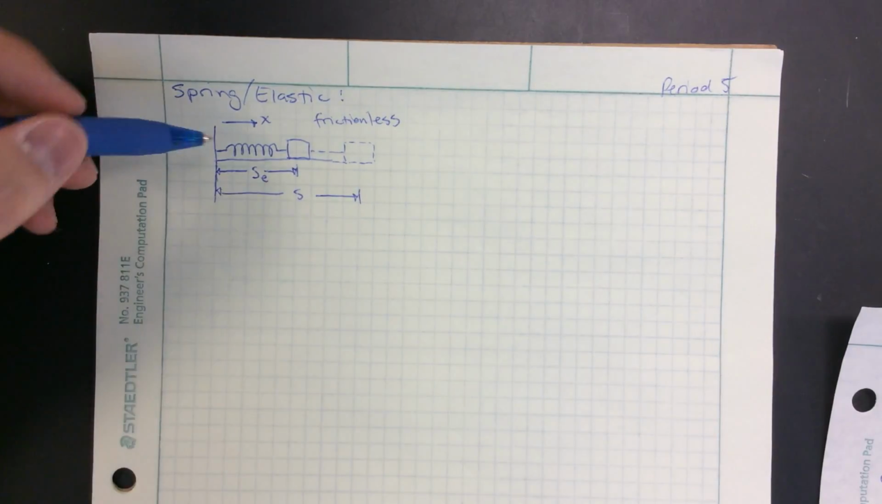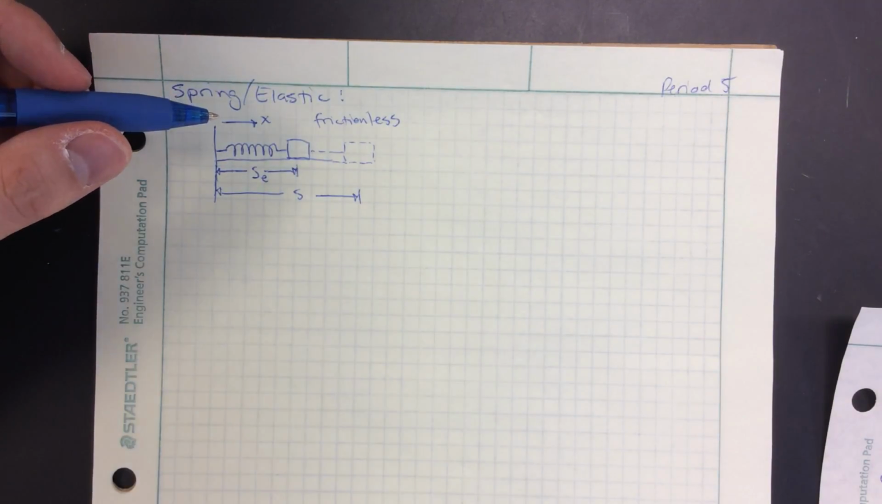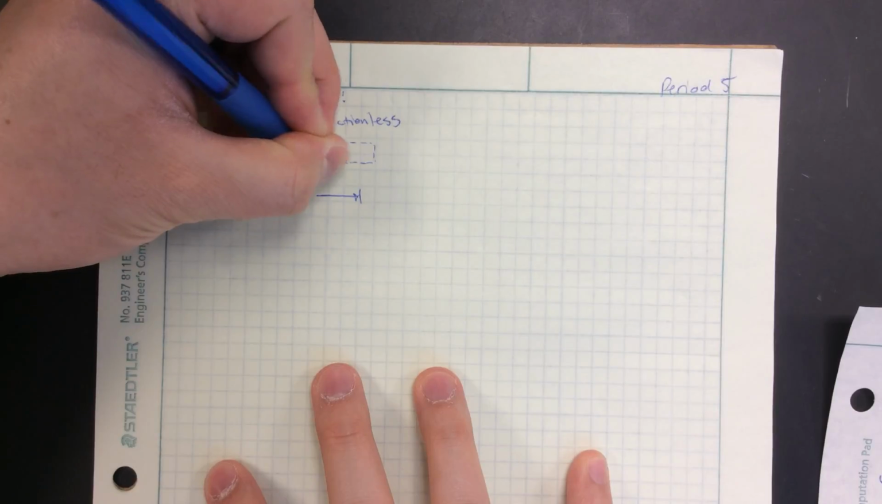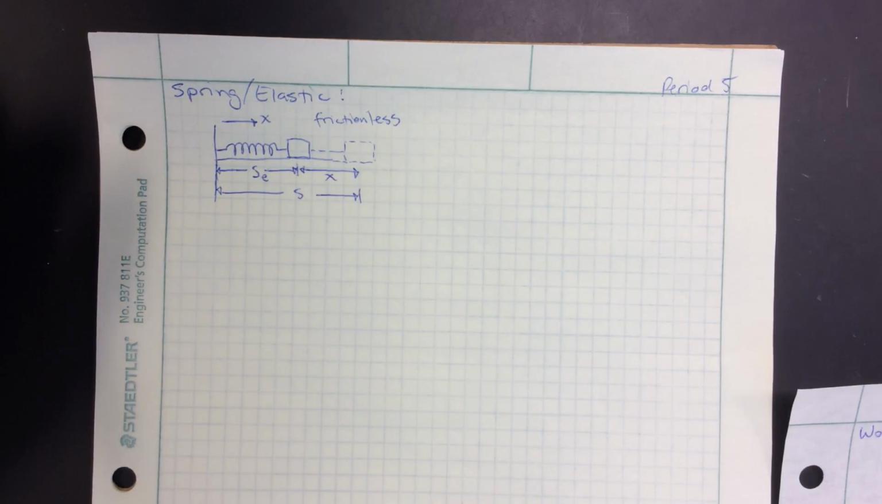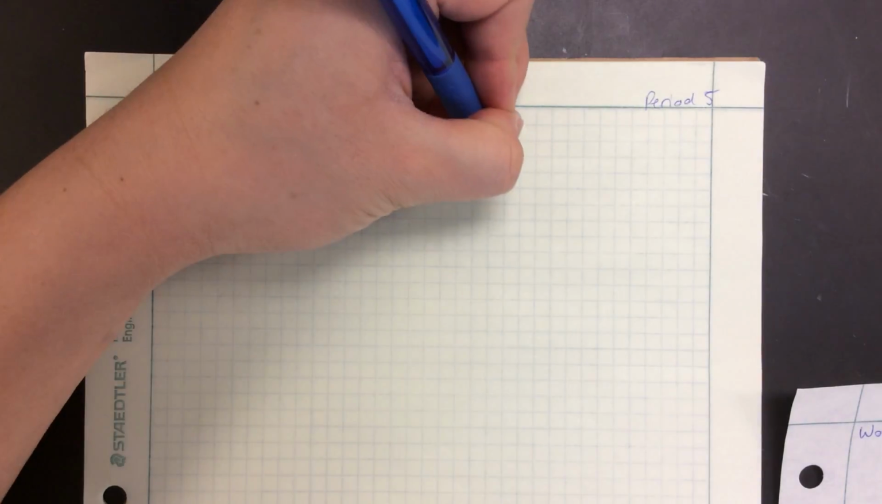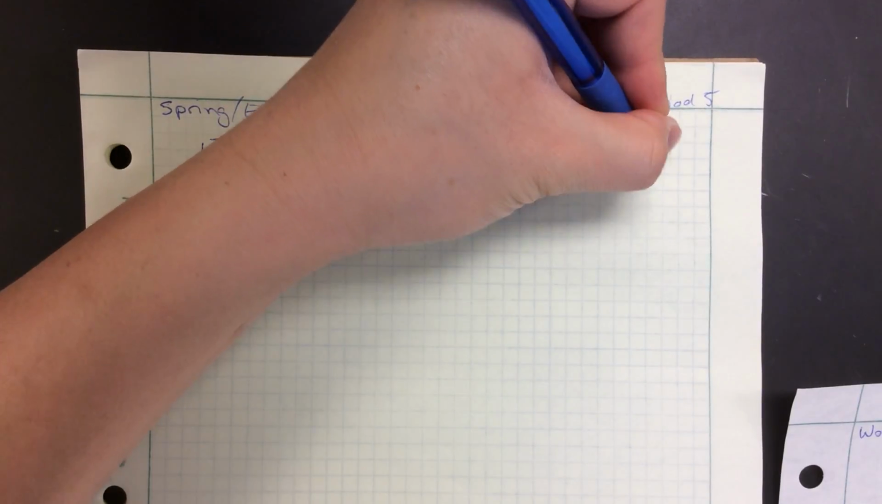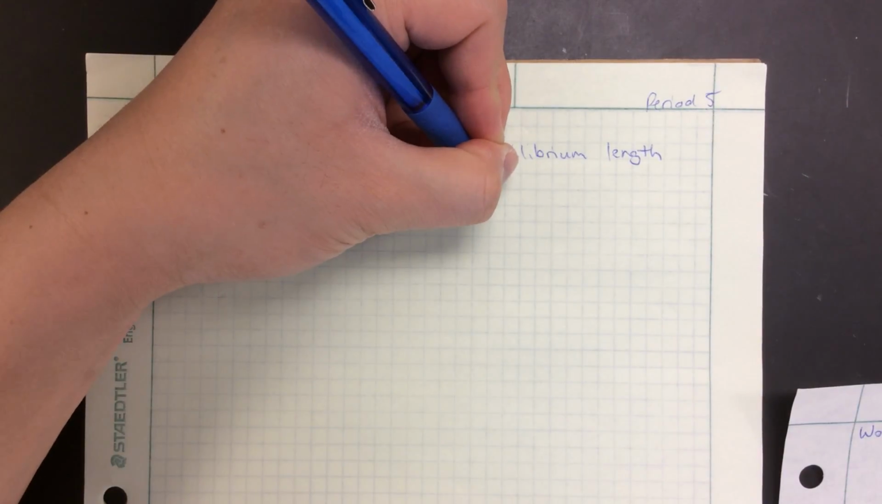Sometimes you have problems where you have to take into account the actual length of the spring. Sometimes you only really care about how much the spring is changing or displacing from its equilibrium. So I'm going to call this distance x. x is the distance from the equilibrium point, whereas s is measuring from where the spring is attached to the wall or something like that. Okay, so s_e is the equilibrium position or equilibrium length, so that x is equal to s minus s_e.